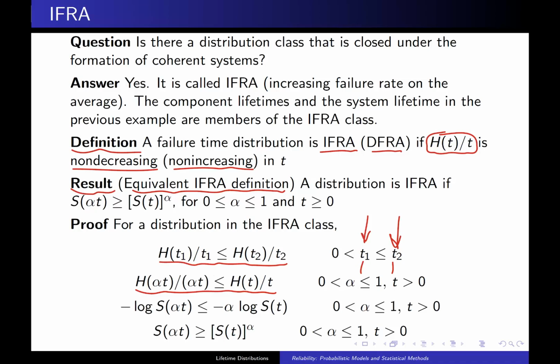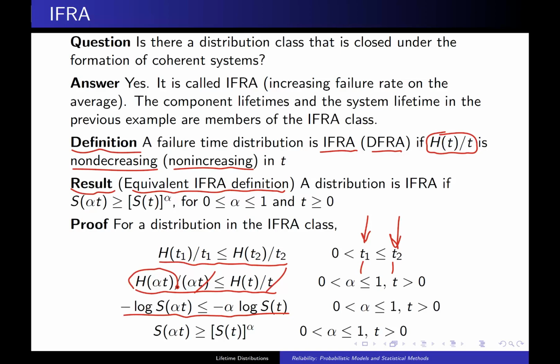When you replace the cumulative hazard function by the negative of the log of the survivor function, this term right here becomes minus log S of alpha t. And then when you let the t's cancel that are down in the denominator, and then multiply through by alpha and also make the same replacement on the right-hand side, you wind up with that inequality right there.